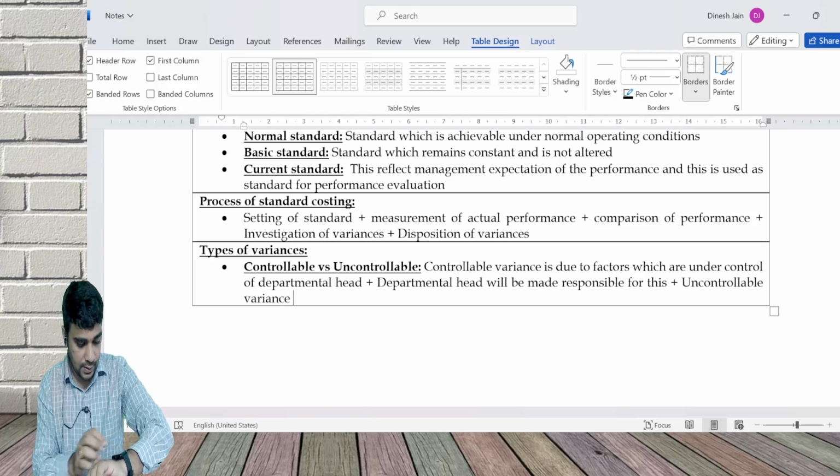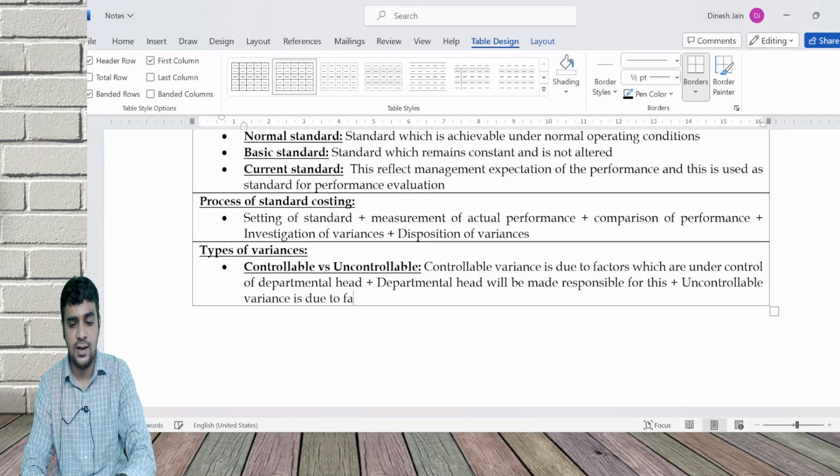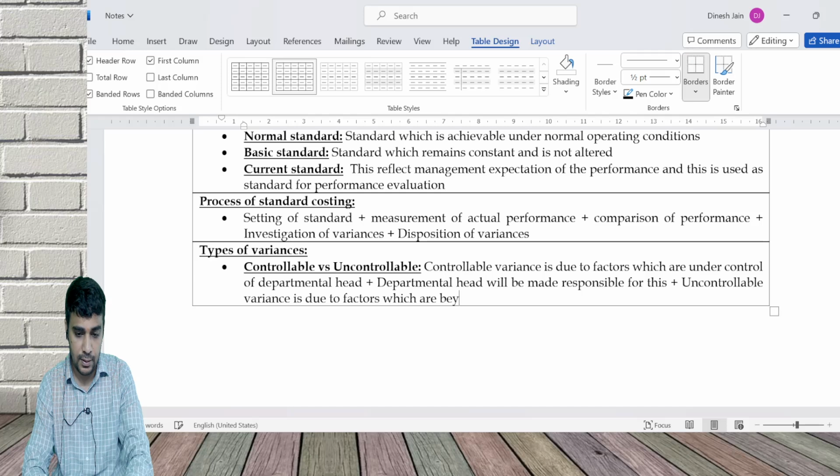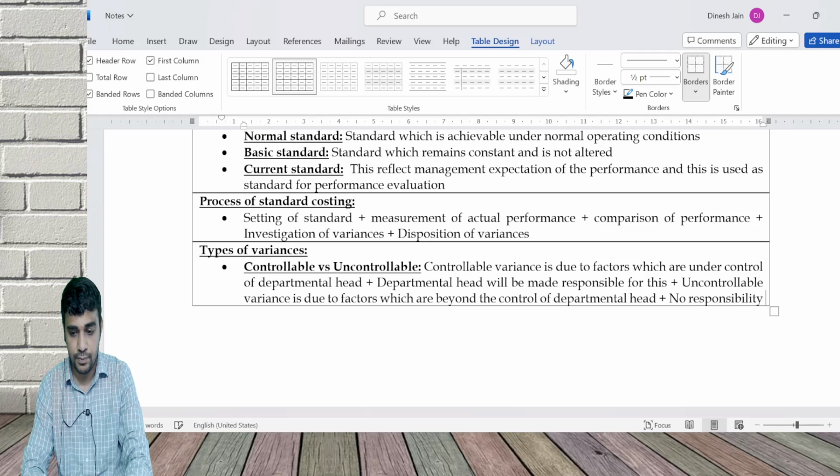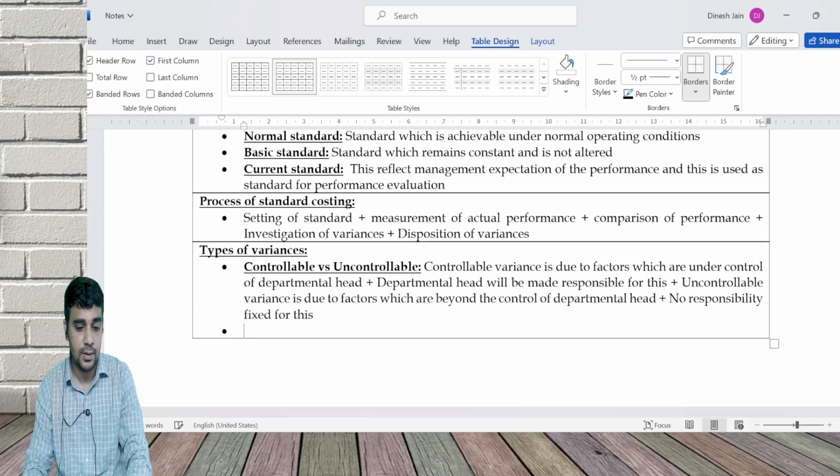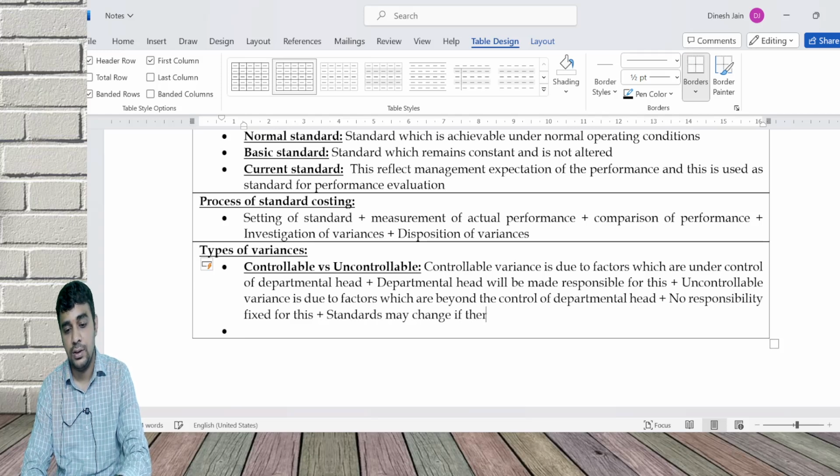Uncontrollable variance is due to factors which are beyond the control. You can quickly write this: no responsibility fixed for this. In fact, just add one line: standards may change if there is a significant uncontrollable variance.